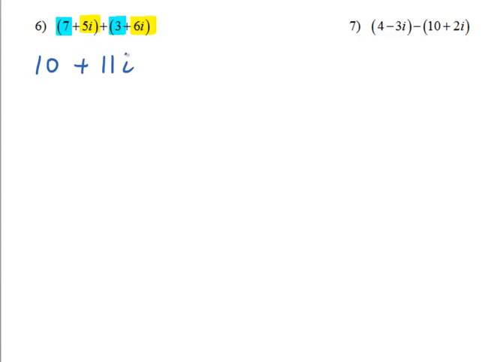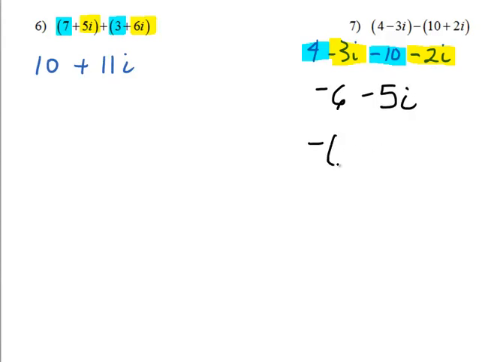So 11i. Here, I do have some mixed signals going on, so I'm going to rewrite that as 4 minus 3i minus 10, minus a plus is a minus 2i. And now I'm going to look for my reals. There's a real. And look for my imaginaries. So I'll have 4 minus 10, so that's negative 6. Negative 3 plus negative 2 would be negative 5i, or negative 6 plus 5i.